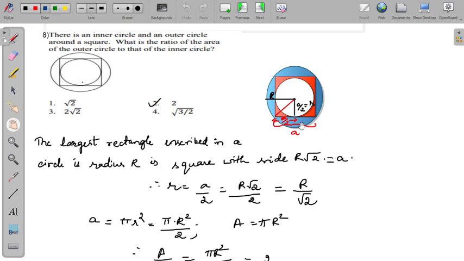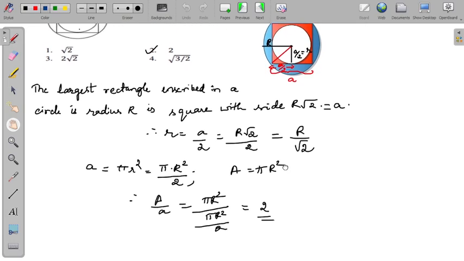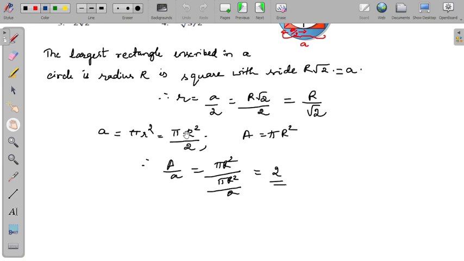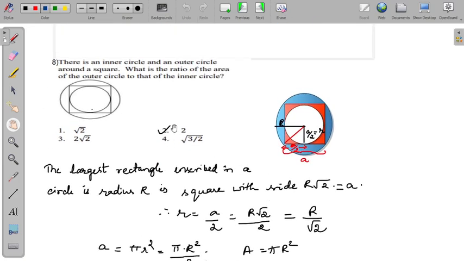So r is equal to a by 2. That is because a is the edge of the square. When you drop a perpendicular from the center to the edge of the square, it is a perpendicular bisector, so it divides the length into two equal parts. So it should be a by 2. But a is the length of the side of the largest square that can be inscribed, which is R root 2. Substitute here, divided by 2, it gives you R by root 2. Now find the area of the smaller circle, pi r square, using this formula: pi into R square by 2, and the area of the bigger circle is pi R square. So when you find the ratio, it comes out to be 2. So the answer will be the second option.